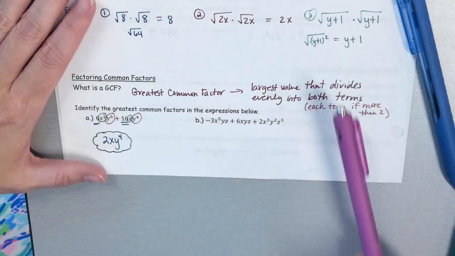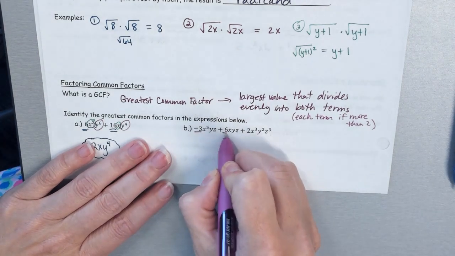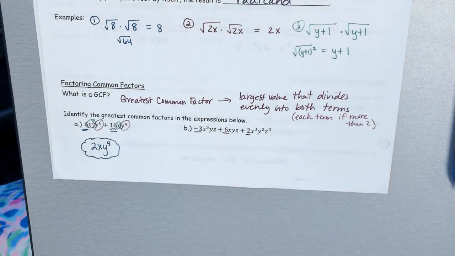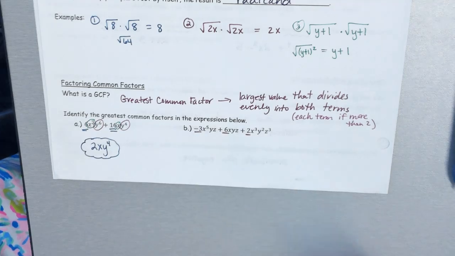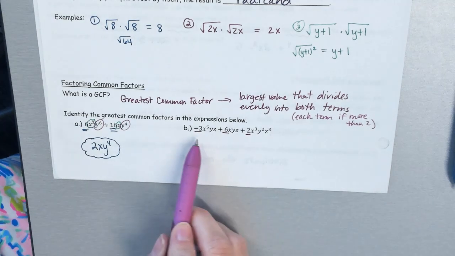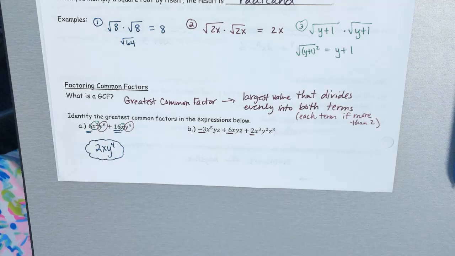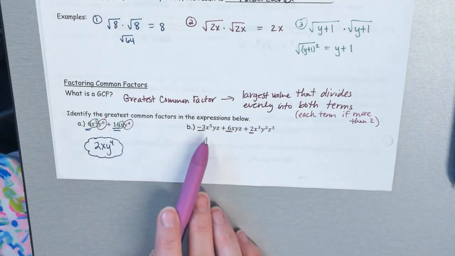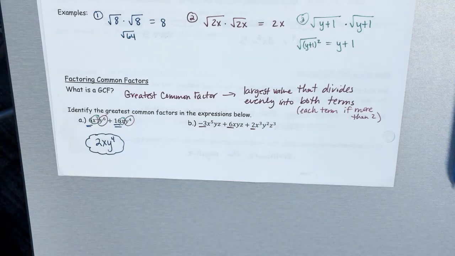Okay, so then for this one, we have -3, 6, and 2. So 3 and 2 both go into 6, but the problem is 2 doesn't go into 3, and 3 doesn't go into 2. The only thing that's going to go into all of those is what number? 1. Okay, so we don't even have to write that down because 1 times anything is itself. So now I want you to go through and find what the GCF is. So what variables can you take out of each of them? And write that down.